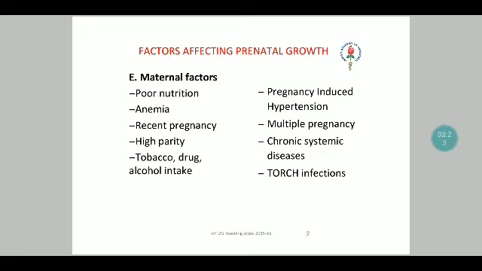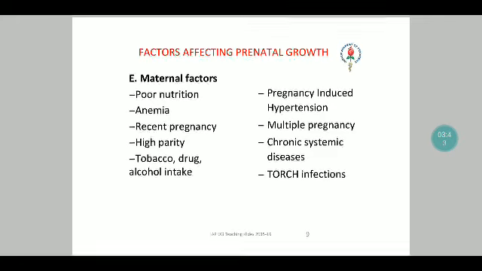If you consider maternal factors, all factors which can possibly affect the mother do in turn affect the growth of the child. Poor nutrition, anemia, recent pregnancies, multiple pregnancies within a short span, high parity, high obstetric score, intake of tobacco, drugs or alcohol, pregnancy-induced hypertension, and other chronic diseases including TORCH infections all affect the prenatal growth.